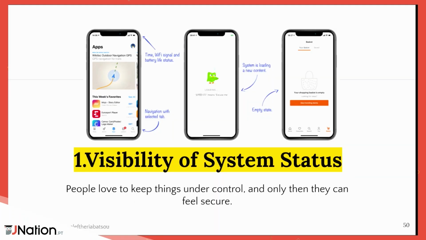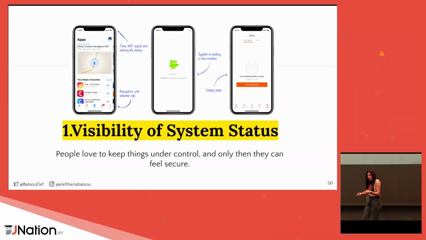Okay, the first one, visibility of system status. People love to keep things under control. Imagine opening your phone, as soon as the light comes on, you will see the time, the date, you will see notifications, you will see the signal, you will see the Wi-Fi signal, you will see a lot of things. Now, imagine someone taking back all of those things. How would you feel? Maybe a little bit naked? You want to see things. You want to see things that you know they will be there. This is the visibility of system status.